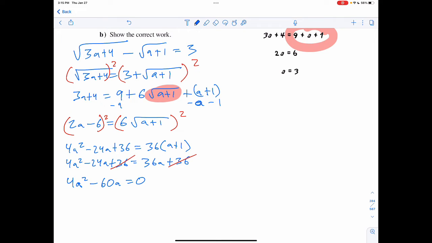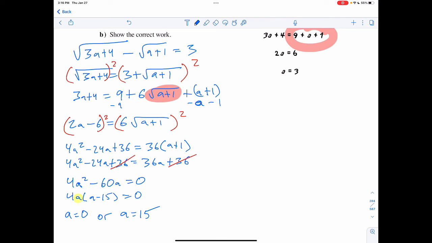Well, I can factor this by just common factor. It's divisible by 4a, and I'm left with 4a times a minus 15 is equal to 0. Now, like with quadratics, the 4 on the outside, that's not going to change my answer at all. The a outside the brackets means that a would equal 0. And the a minus 15 means that a could also equal 15.